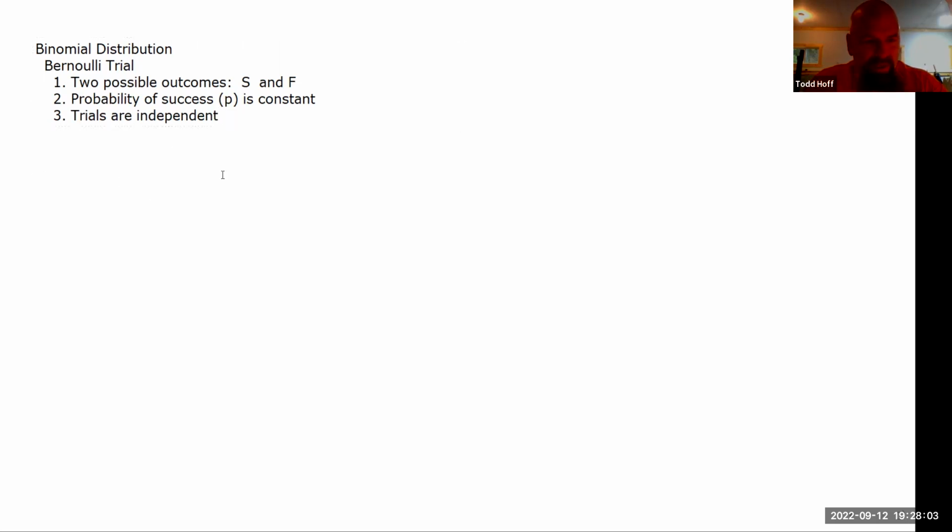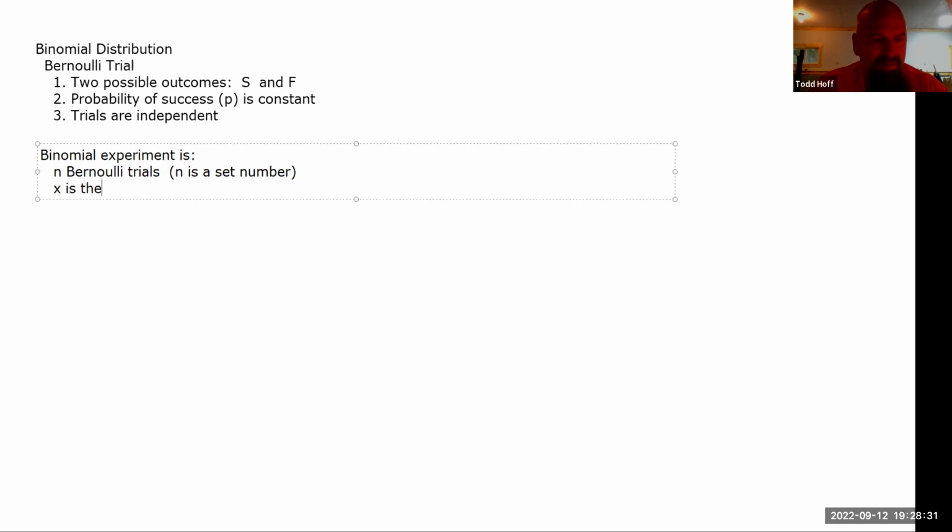So a binomial experiment then is, first of all, n Bernoulli trials. So n is a set number. And x is the random variable that's equal to the number of successes out of those n trials.